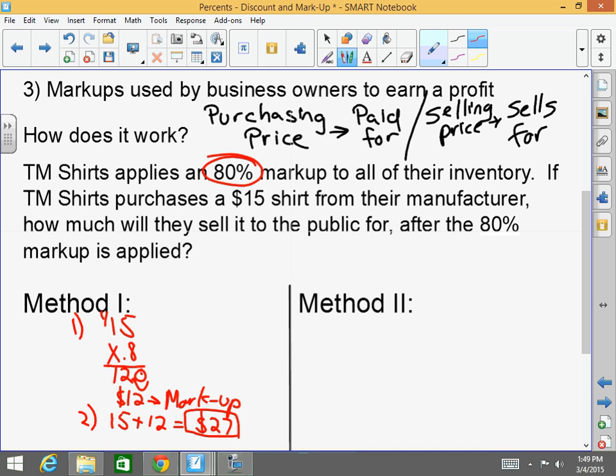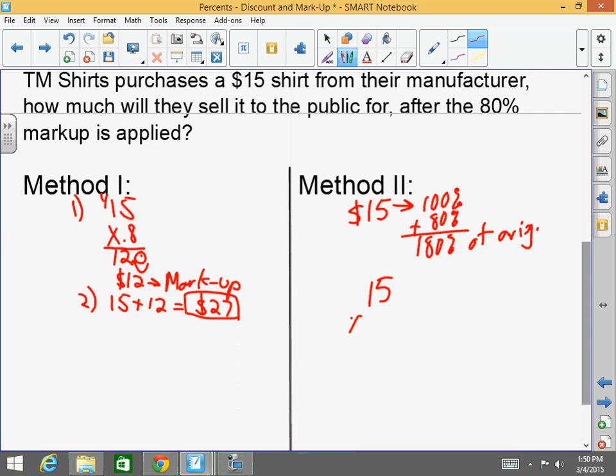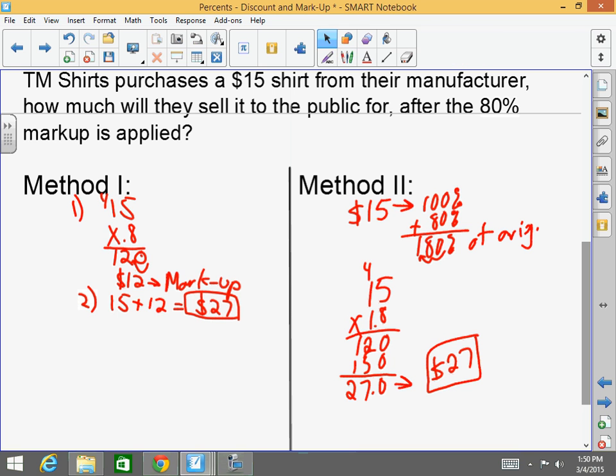Another way to do it, method 2, again, very similar to discount. This time, you know that $15 is 100% of what it costs you, correct? Am I not adding this time 80%? So I'm selling it for 180% of the original. You feel me? So I can in one step go, okay, 15 times 1.8, that's 120, skip a space, 27. Either way, you're going to get the same exact answer.